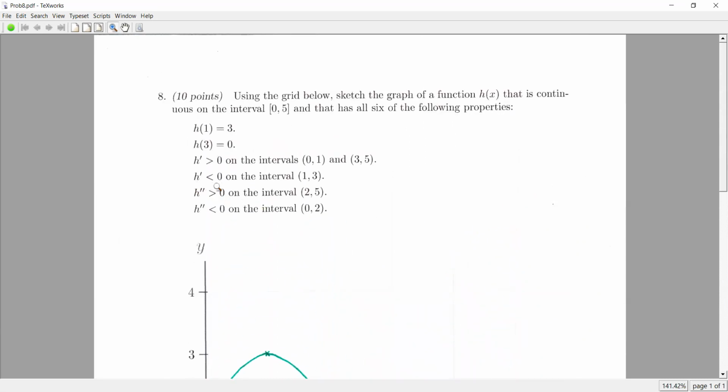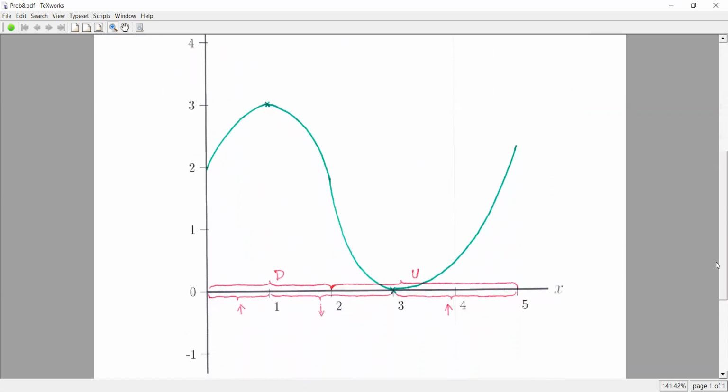Derivative is negative on the interval from 1 to 3. Derivative is negative. The graph of h is decreasing. So from 1 to 3, the graph is decreasing.